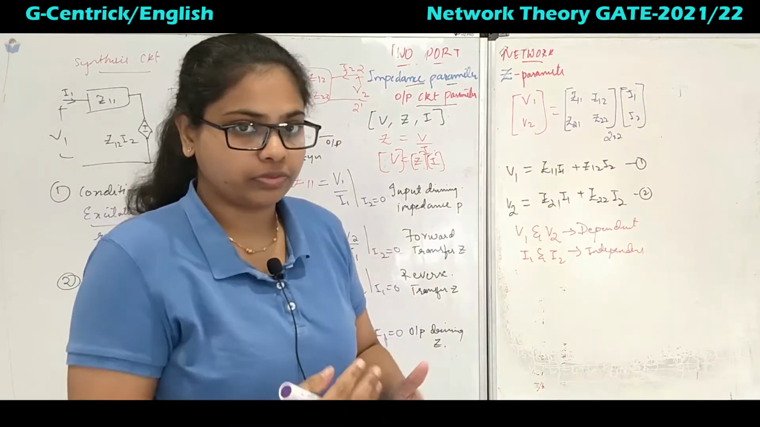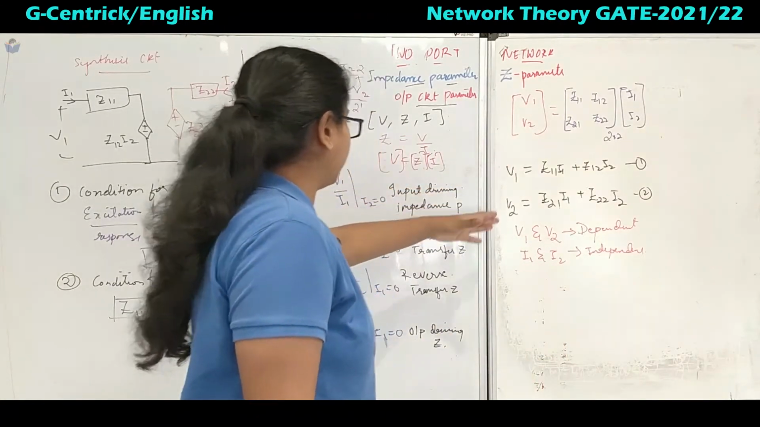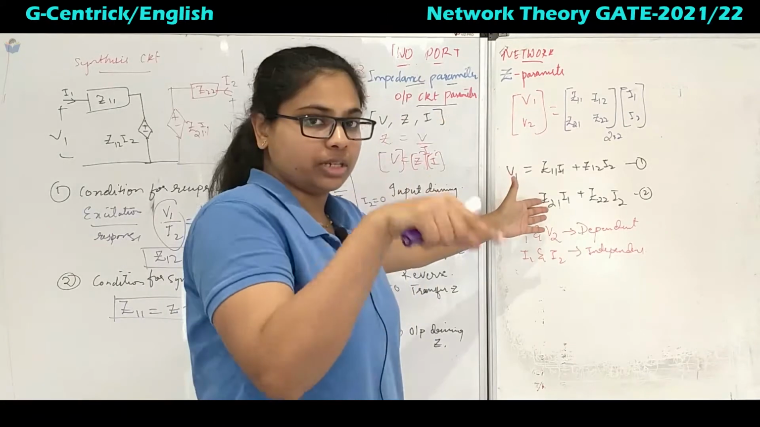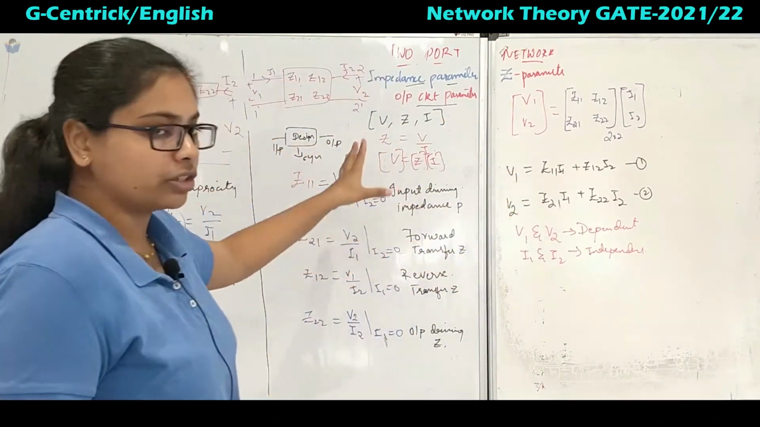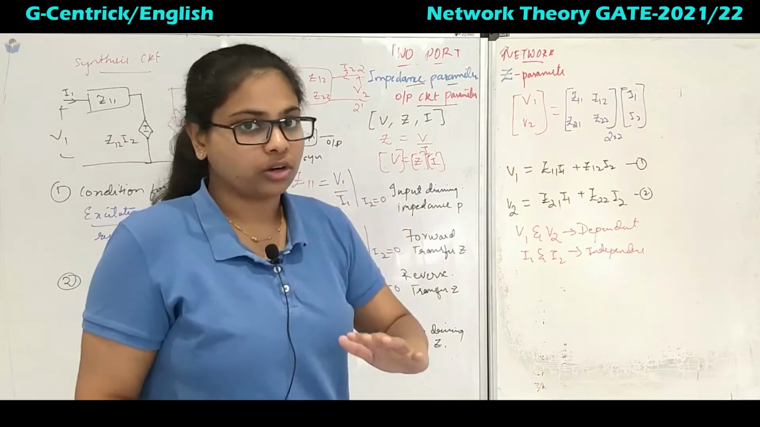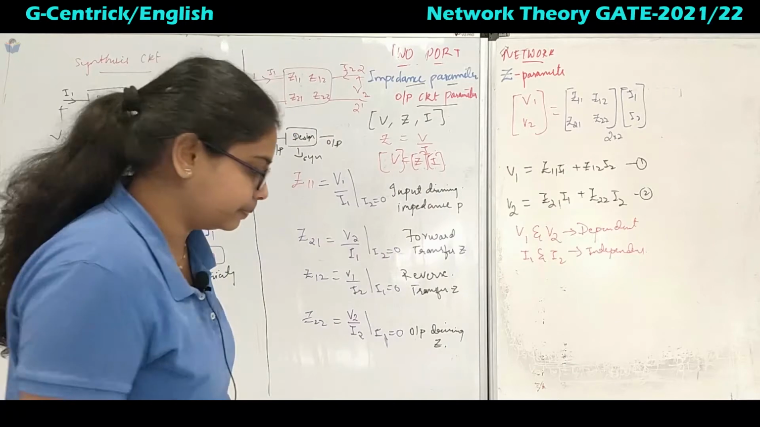Now we will take some questions which are very easy. Basically we are applying KVL in the loop, with V1 and V2. This is the conventional method, and we will also see the shortcut trick directly by taking the problems. So we will move on to the problem.